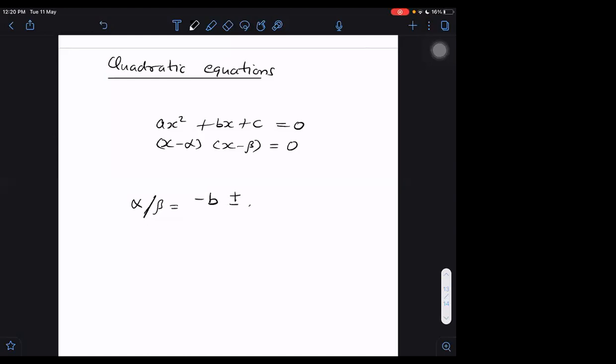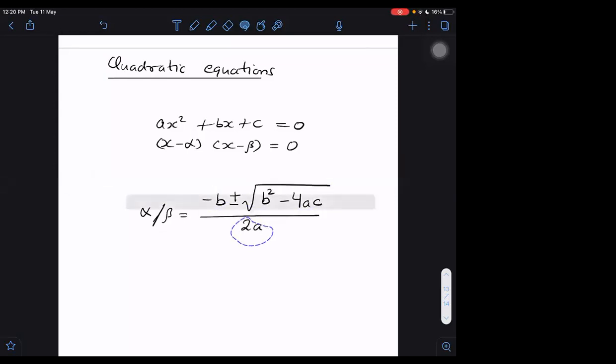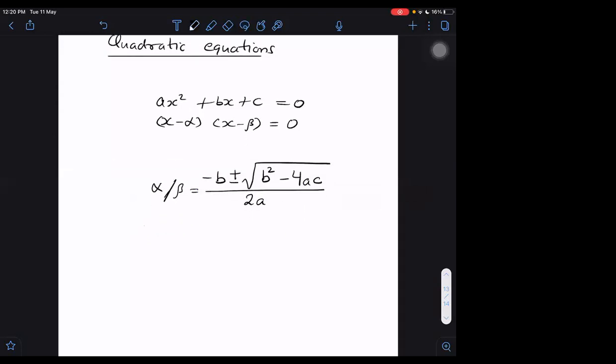Plus or minus b square minus 4ac divided by 2a. That is this. How to draw the curve?